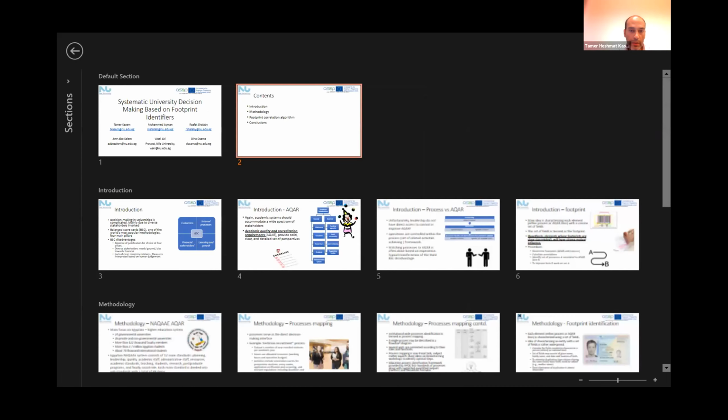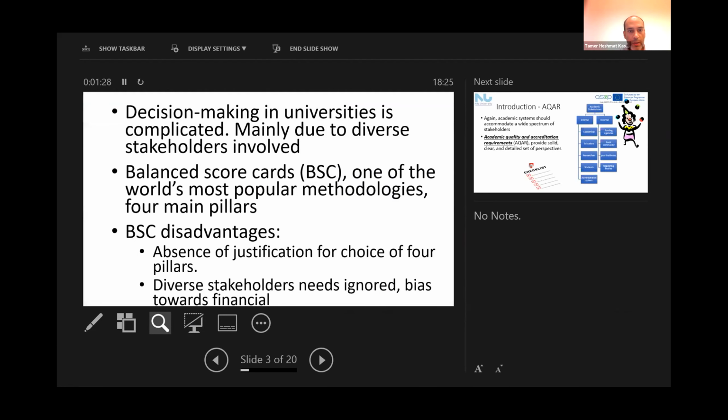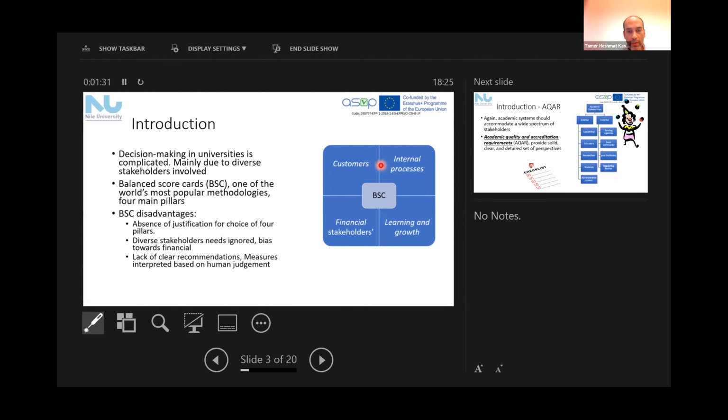Now, this is regarding the introduction. The main theme is decision making. As a rule of thumb for decision making, the well-known algorithm is the balanced scorecards. The balanced scorecards assume that we take the decision based on 4 dimensions: either the customer, or the internal process, or through learning and growth of the institute, or to satisfy the financial stakeholders.